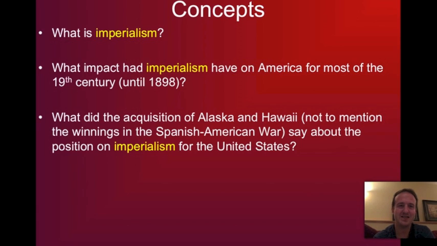Imperialism and America. No direct correlation between the joke and the ideas for today. But let's go to the concepts. What is imperialism? What impact did imperialism have on America for most of the 19th century until 1898? And what did the acquisition of Alaska and Hawaii, not to mention the winnings in the Spanish-American War, say about the position on imperialism for the United States?